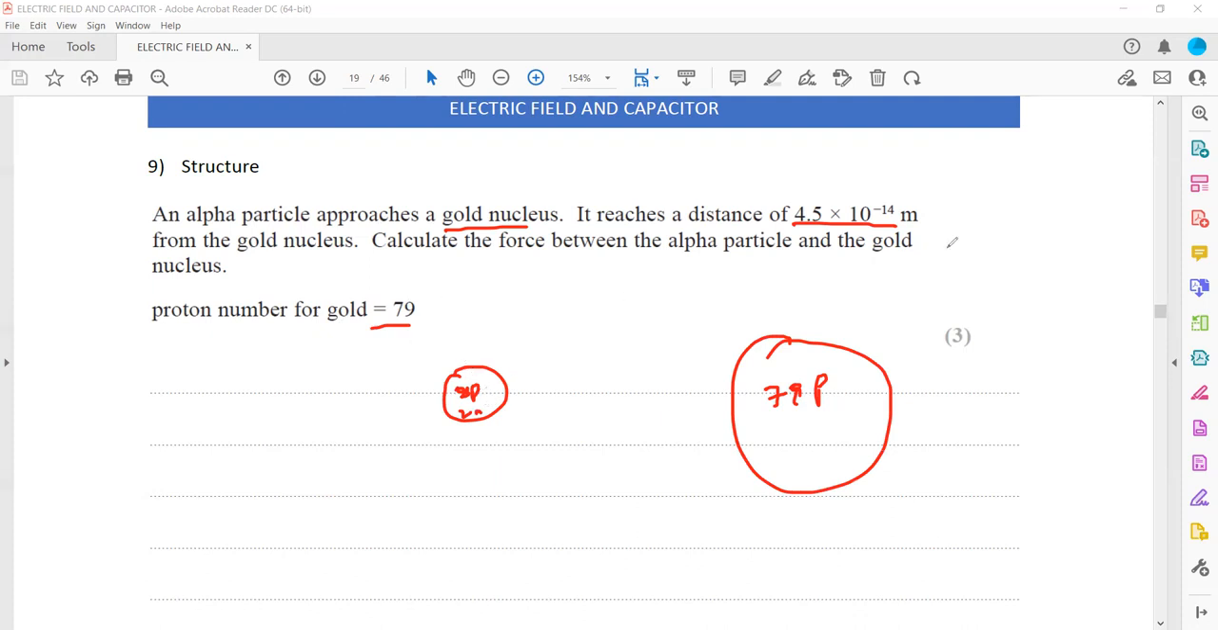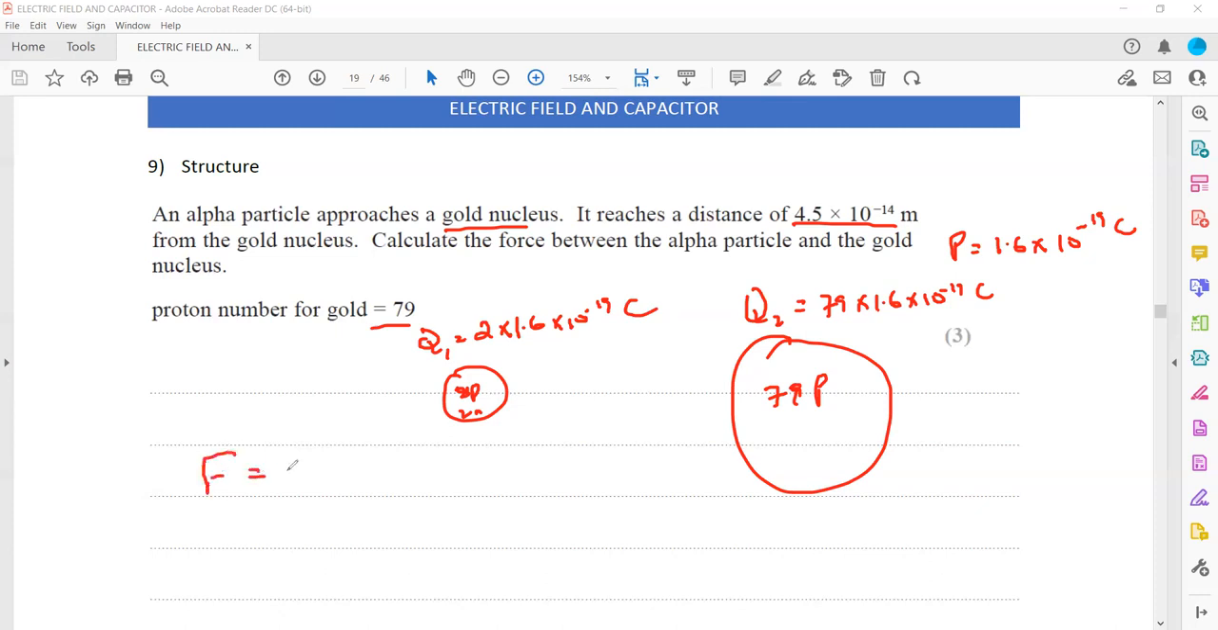The charge of a proton, you can check at the end where the constants are given, is the same magnitude as the electron, which is 1.6 into 10 power minus 19. So the total charge of the alpha particle, Q1, will be equal to 2 into 1.6 into 10 power minus 19. Why not 4? Because neutrons are neutral, they don't have charge, that's why we don't consider them. And the charge on the gold nucleus is 79 multiplied by 1.6 into 10 power minus 19.